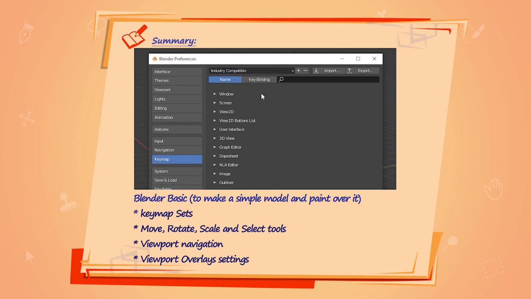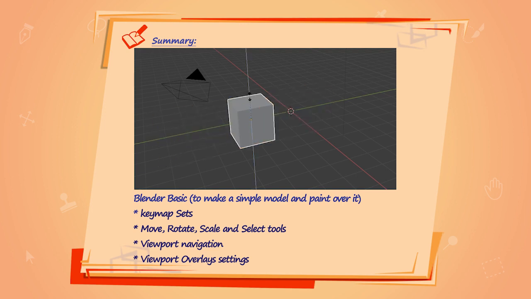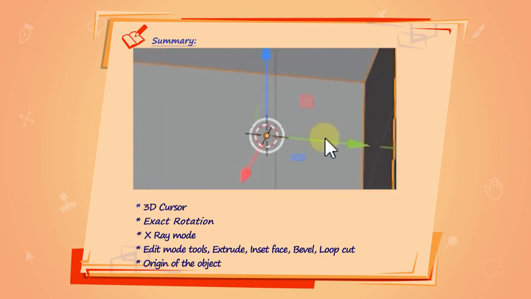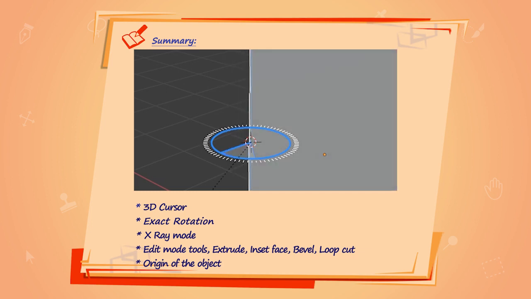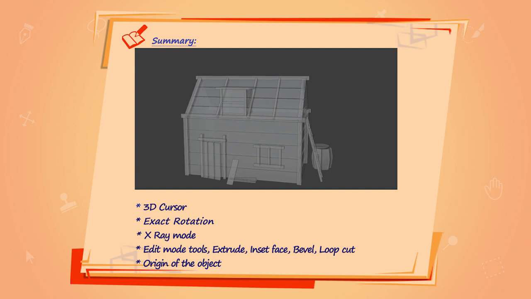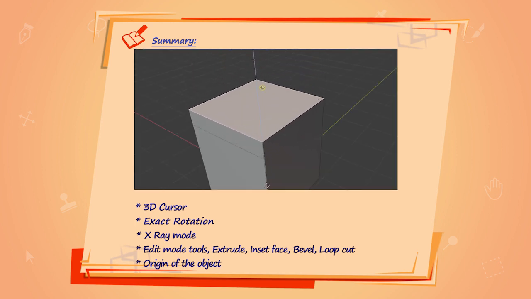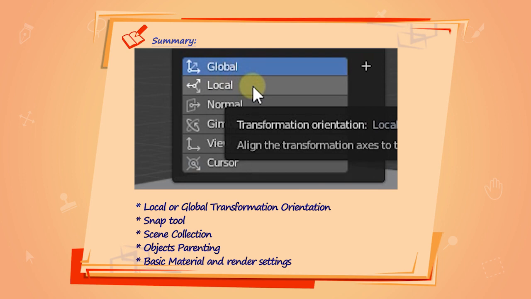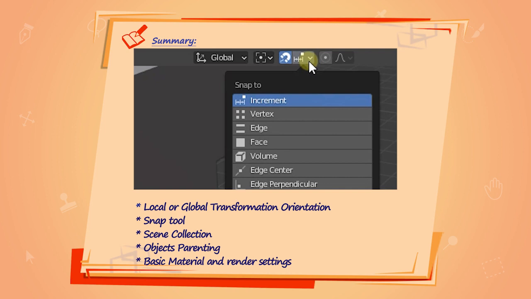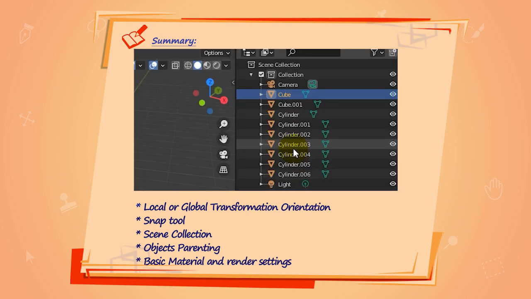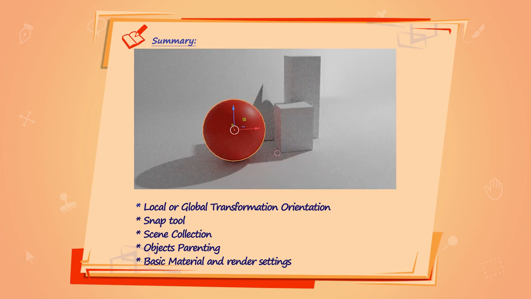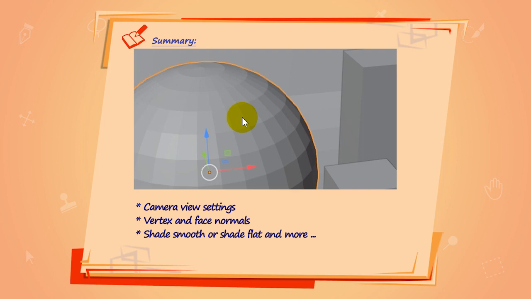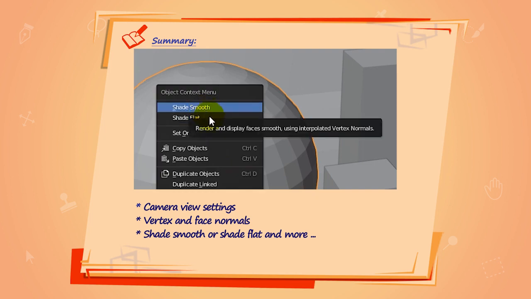I will explain keymap sets, move, rotate, scale, and select tools, viewport navigation, viewport overlays settings, 3D cursor, exact rotation, X-ray mode, edit mode tool such as extrude, inset face, bevel, or loop cut, origin of the object, local or global transformation orientation, snap tool, scene collection, objects parenting, basic material and render settings, camera view settings, vertex and face normals, shade smooth or shade flat, and more. So let's start.